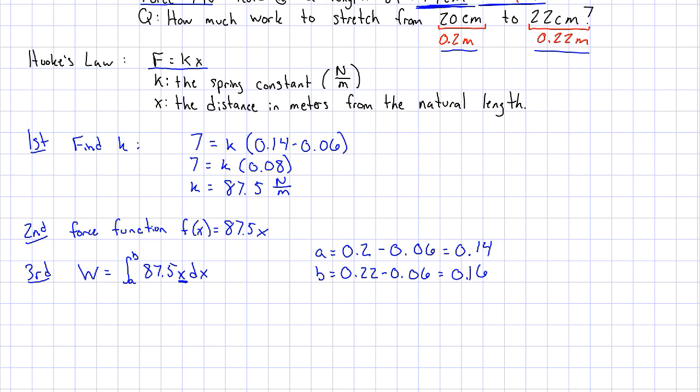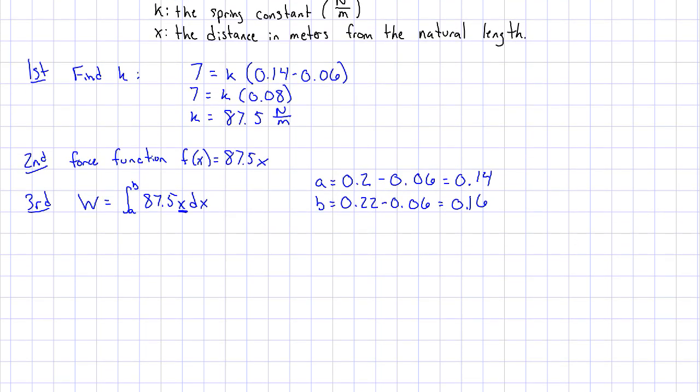So the limits of integration for my work function are going to be 0.14 to 0.16. Then I have my 87.5x dx, and that will be what I take my integral of. When you do the work for that, you can do it either using a technology tool or by hand. I will get 0.263 joules.